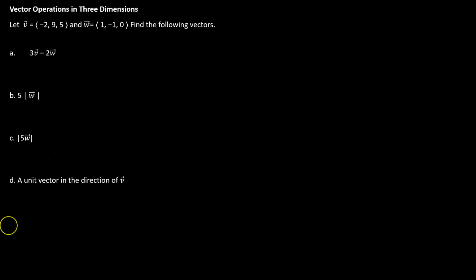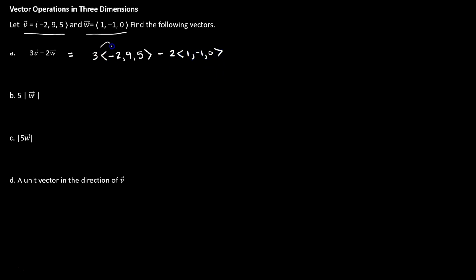And that's it. Let's practice using the vector operations that we learned for plane vectors. Let's practice them on vectors in 3 dimensions. So we're given 2 vectors, v and w. And for part A, we're asked to find 3 times v minus 2 times w. So I'm going to go ahead and swap out the v for the components of v. So 3 times the components of v, and then minus 2 times the components of w.